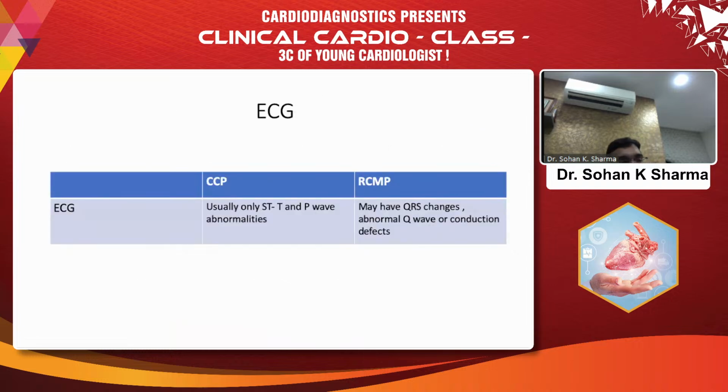CCP, ECG we have discussed in the case also. Generally, there are no specific features for CCP and RCMP, but usually only ST-T changes and P-wave abnormalities are seen on ECG in CCP. While RCMP may have QRS changes, abnormal Q waves or conduction defects.